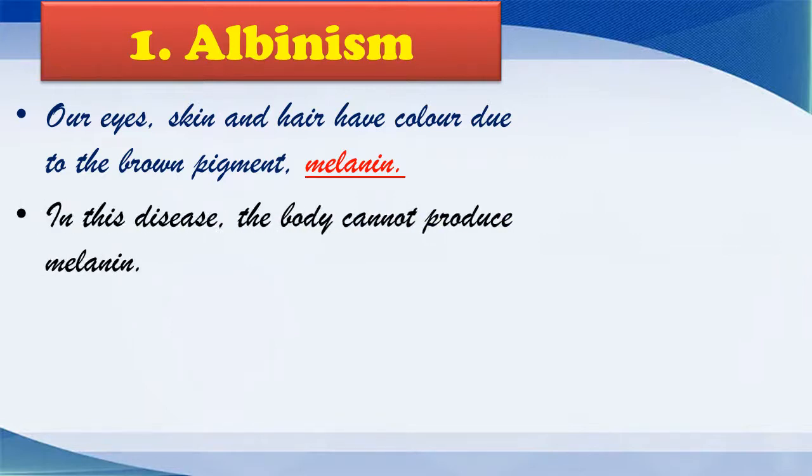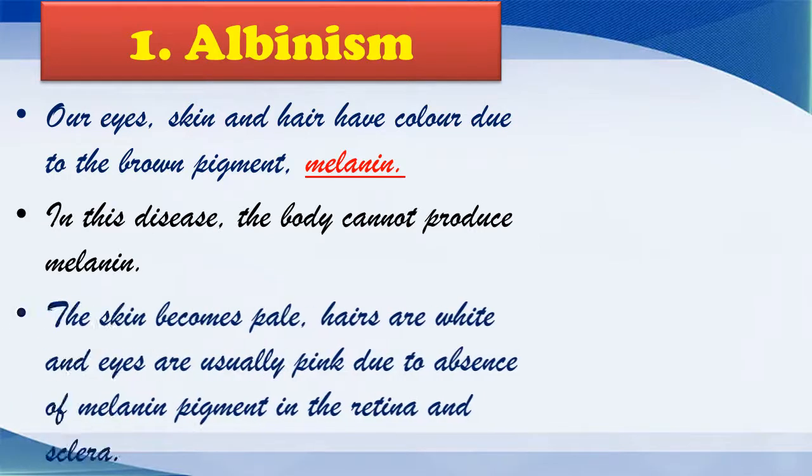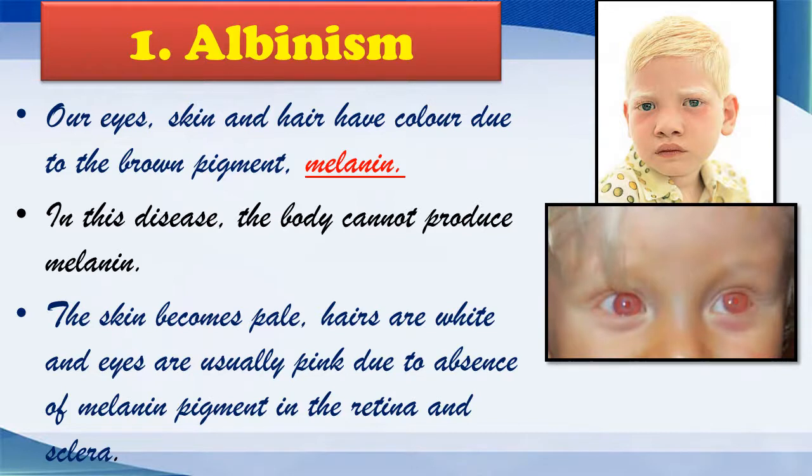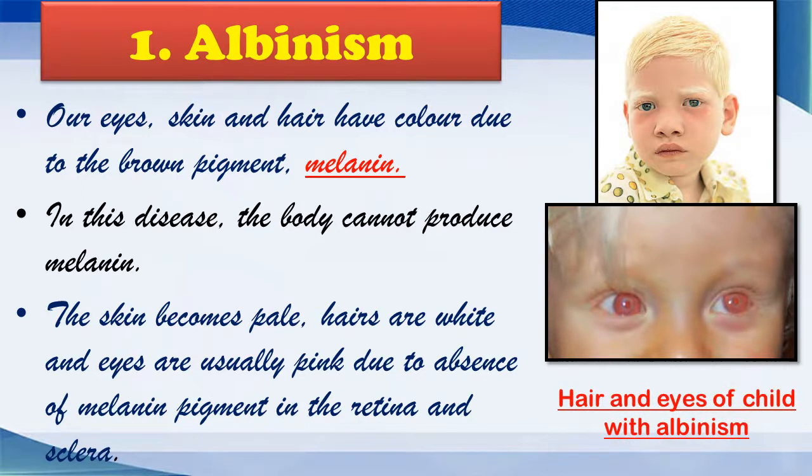So this is a very important pigment and it is also called a protective pigment. In this disease, the body cannot produce melanin, and the skin becomes pale, hairs are white and eyes are usually pink due to absence of melanin pigment in the retina and sclera. Here the retina is a layer of tissue in the back of the eye that senses light and sends images to our brain, and the sclera is the white part of the eye around the eyeball. These two pictures represent the hair and eyes of a child with albinism.